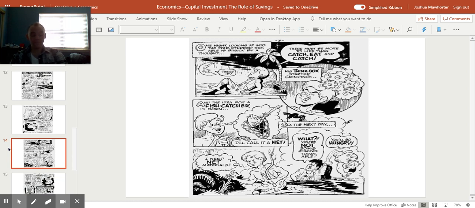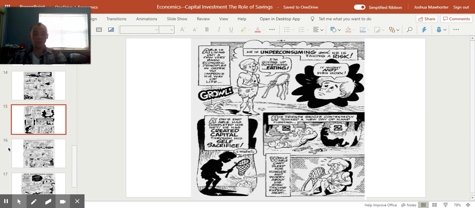And if he fails, he's wasted a whole day of fishing. He's wasted hours of time that he can't get back. He's wasted resources. He's wasted calories. So it's a pretty tough decision. So he decides not to go fishing with his friends, but to spend the day putting together this net. So this is self-sacrifice.